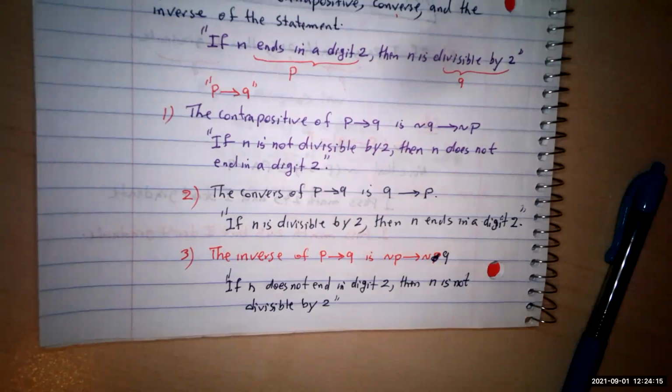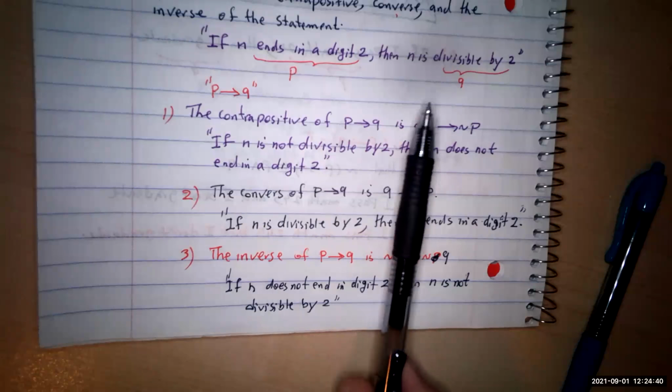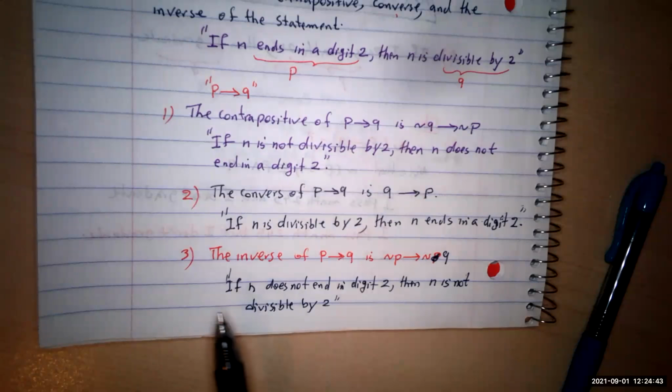If a number does not end with a 2, does it follow that the number is not divisible by 2? Is it true or false? False. It's false, you know that. It's going to be false because a number that ends with a 6 is an even number and is divisible by 2. So as you can see, the expression was true, but the inverse was false. That would happen from time to time.